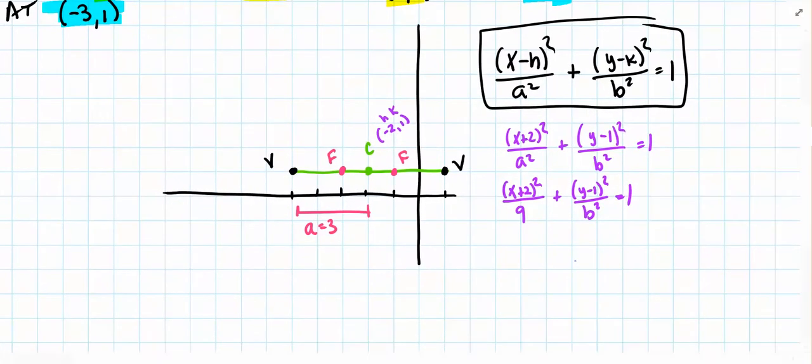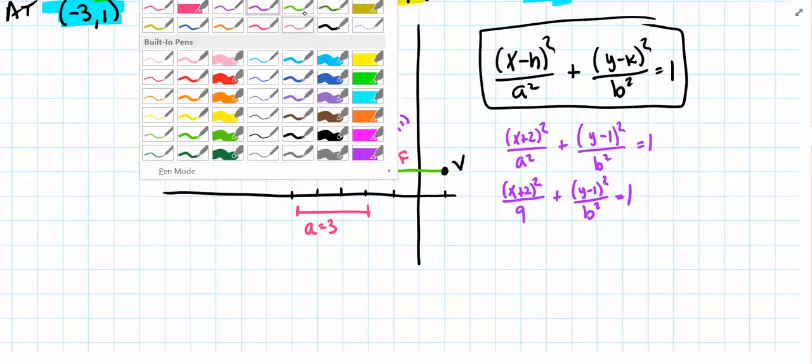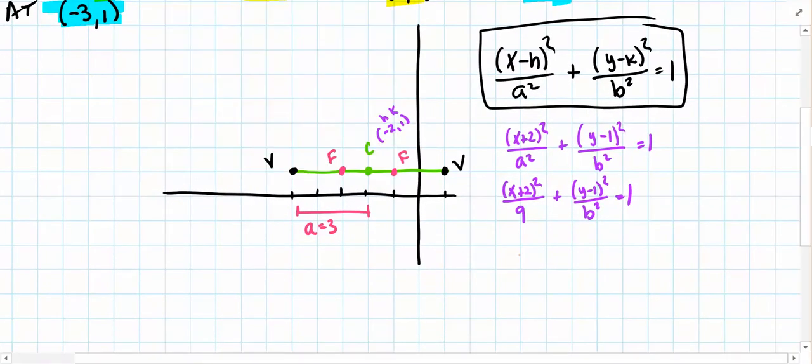I know the relationship between a, b, and c for the ellipse looks like this: c squared is equal to a squared minus b squared. Well, remember, the distance from the center to the focus is a distance of c. So in this case, that's a distance of 1. So 1 squared equals a squared, which is 9, minus b squared. So 1 equals 9 minus b squared.